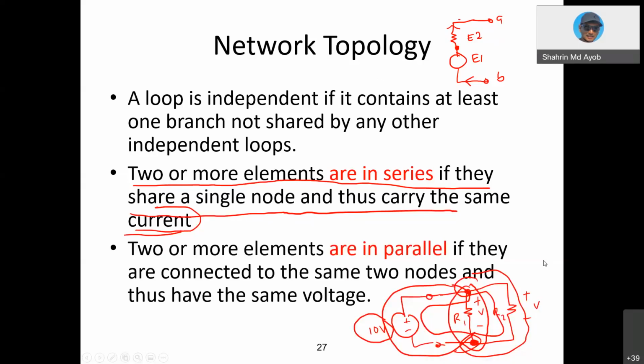So this is what we call parallel. Okay, so I think that one is clear.